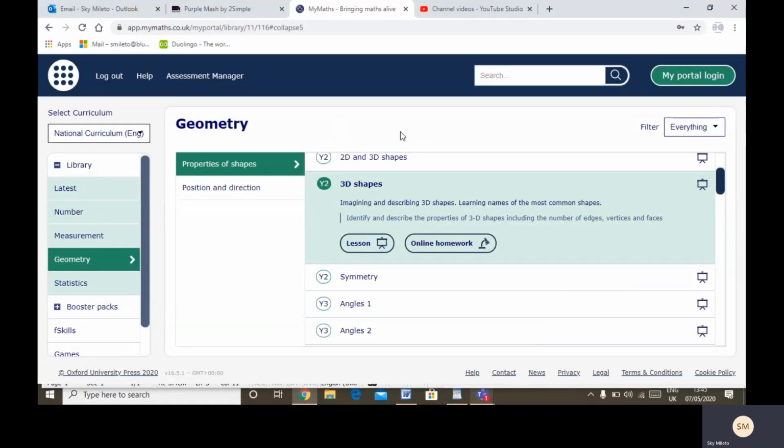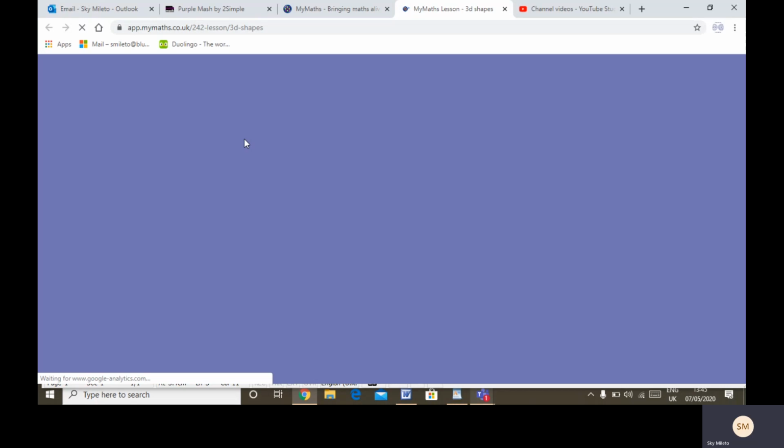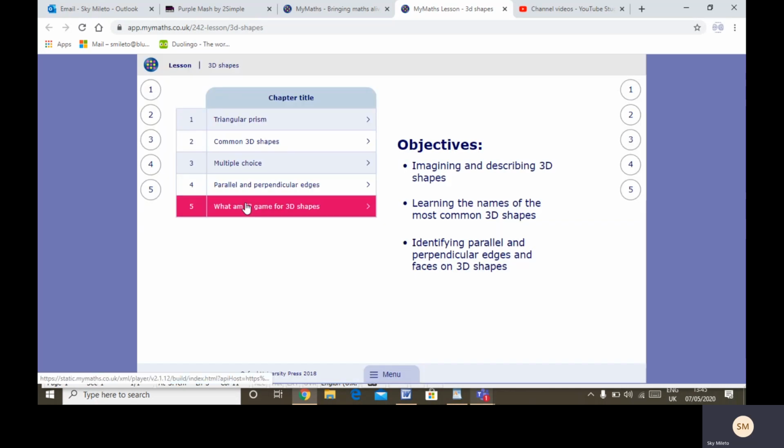Yesterday we looked at 2D and 3D shapes. Today we're looking in a bit more detail at just 3D shapes. This lesson only has 5 slides, so it might be a little bit shorter than other ones.